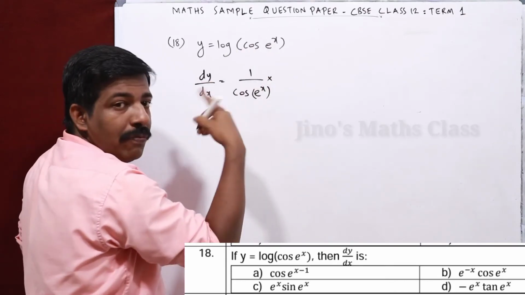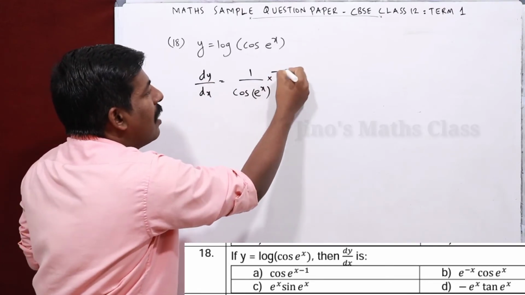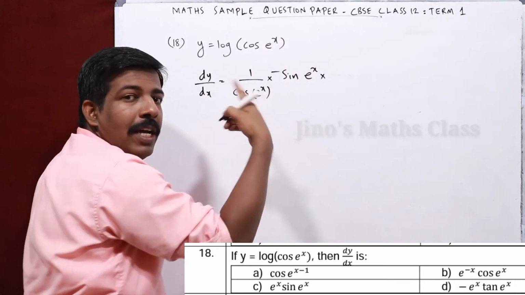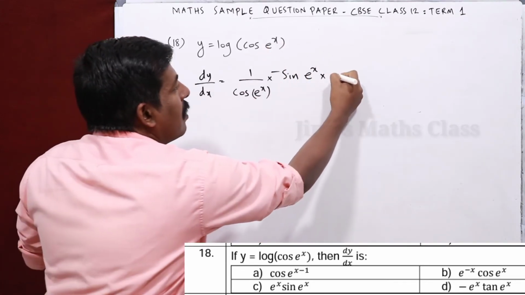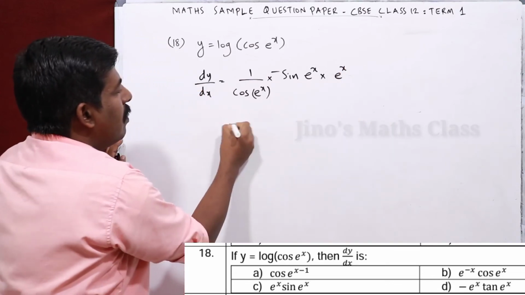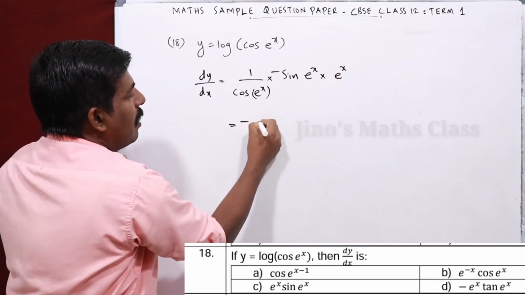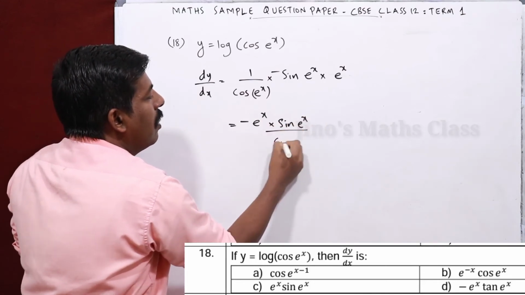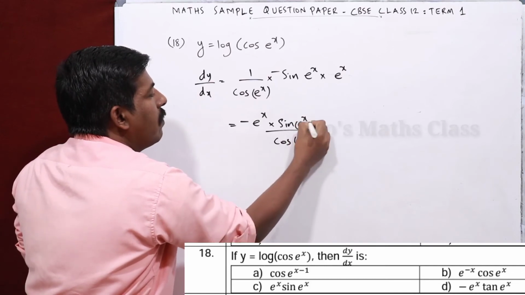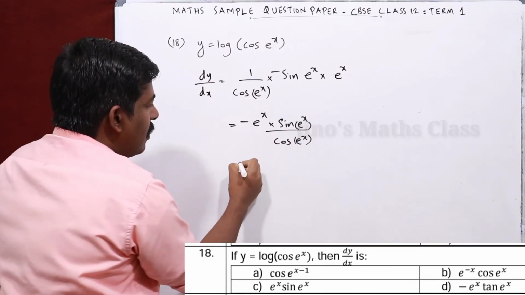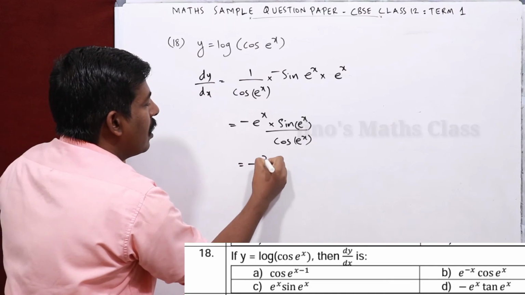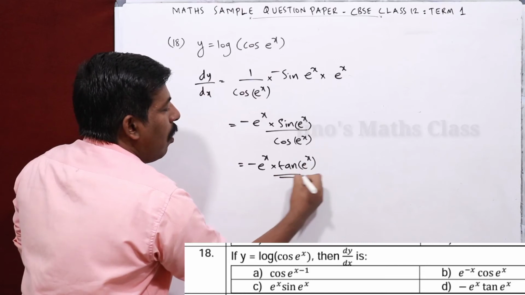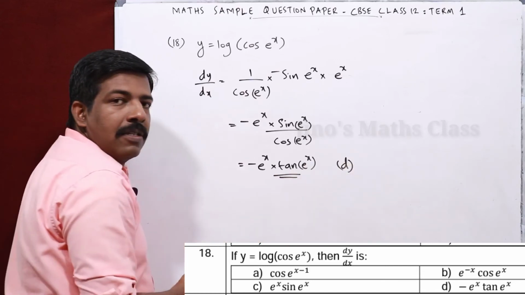So now the derivative of cos has a minus sign, so we can write it as minus sine e power x, then into the derivative of e power x, that is e power x. So when we simplify, we get negative e power x into sine e power x divided by cos e power x, and we know sine by cos is tan, that's why this is equal to negative e power x into tan of e power x. That's why option D is the correct answer.